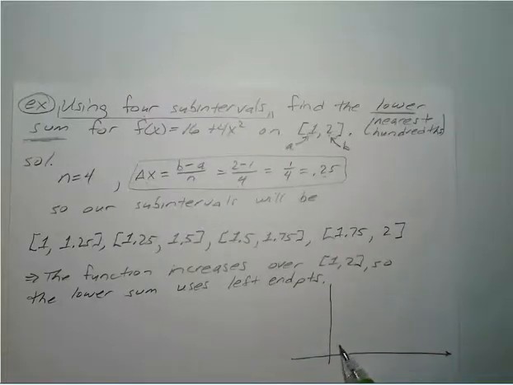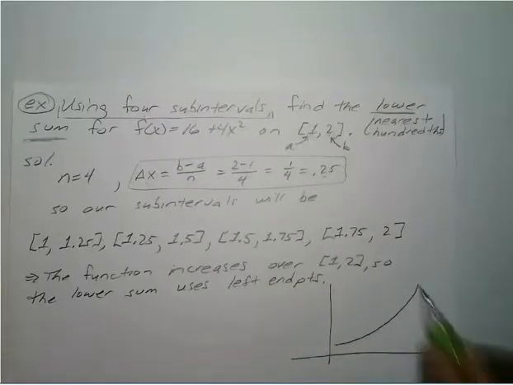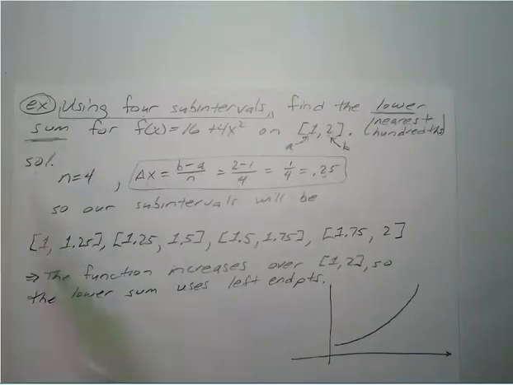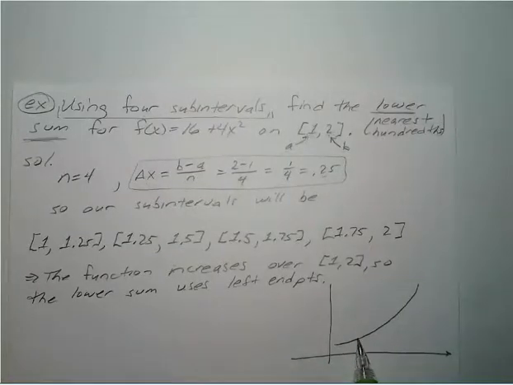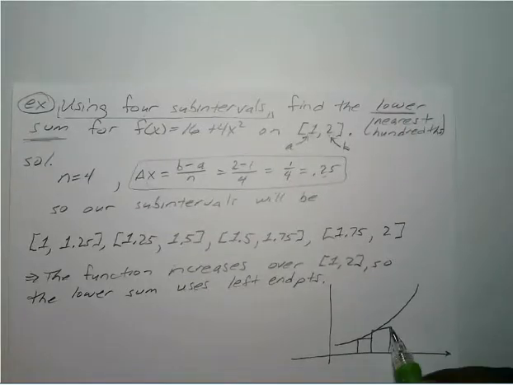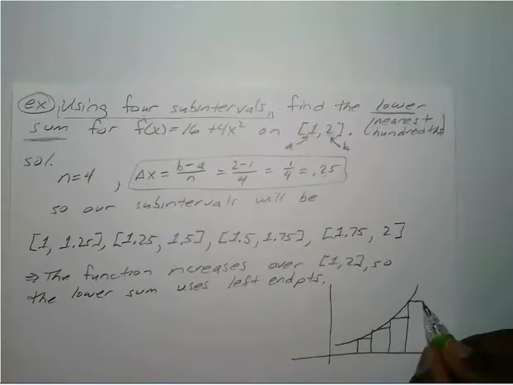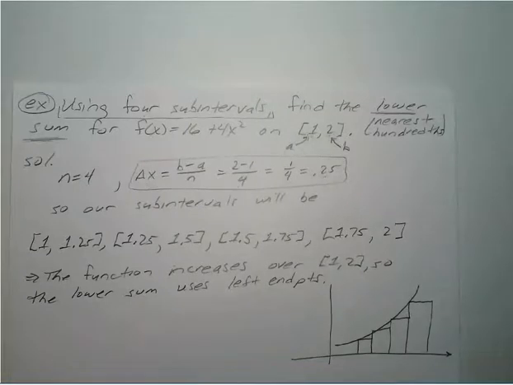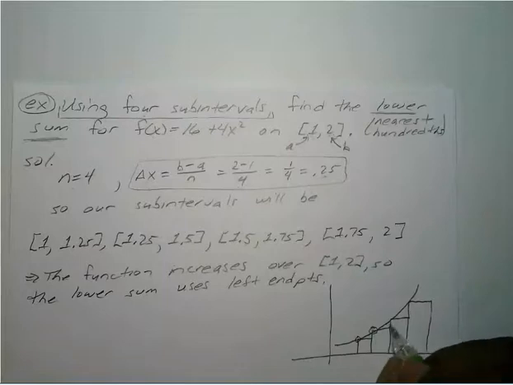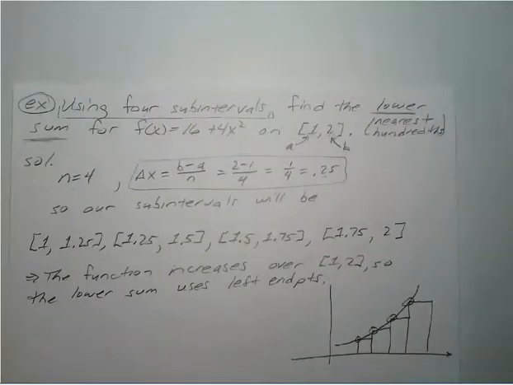So if it's increasing and we're looking for the lower sum, remember, if you do the upper sum, then it would be over the graph, and the right endpoint would be touching the graph. But doing the lower sum, you can see that the left endpoint would be touching the graph. Okay, so these are all of the endpoints touching the graph.